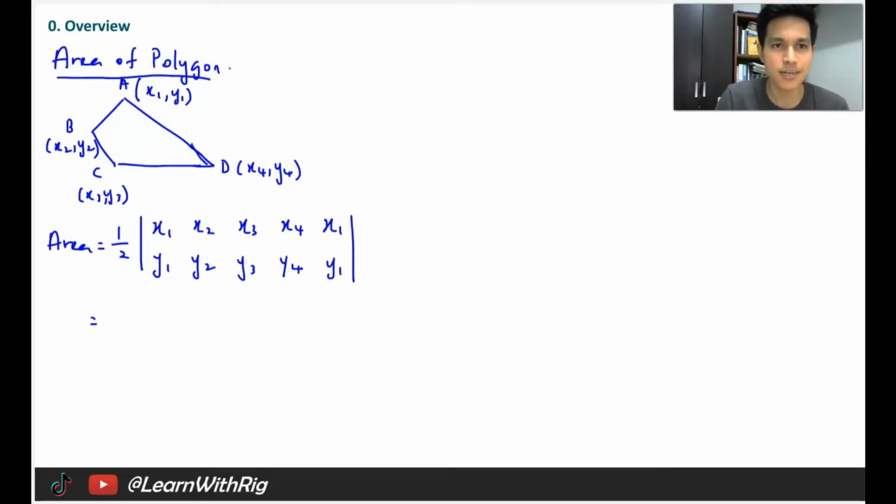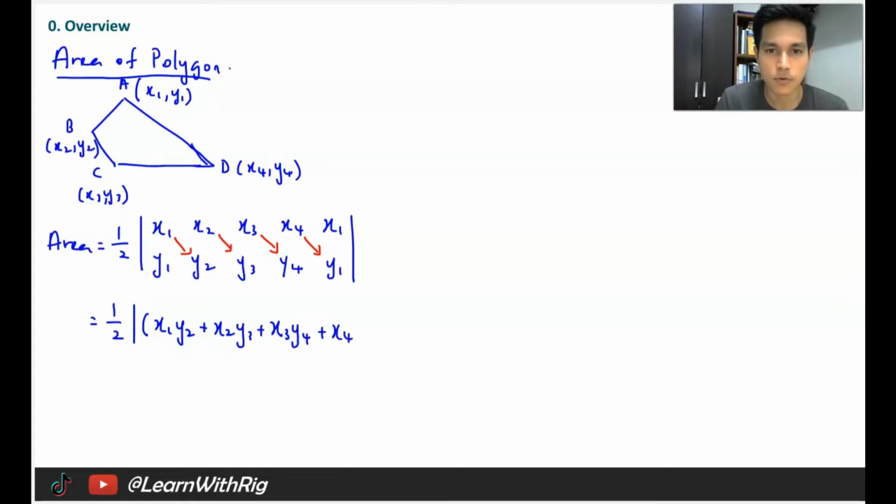Now how do you calculate this? You're going to rewrite 1 over 2 modulus, and you're going to have two brackets. The first bracket is you're going to calculate all the diagonals like this, multiply them. When you multiply, you should get x1, y2 plus x2, y3 plus x3, y4 plus x4, y1. So this is the first part.